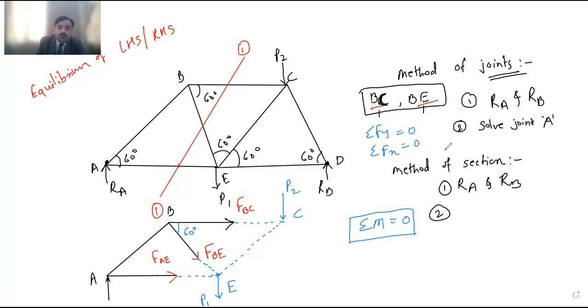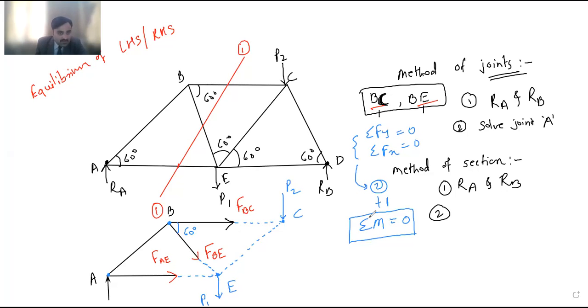But summation M we cannot use because we are considering a joint which is a single point and all the forces are meeting at that point. So there is no point in taking the summation M equation. But here now, as I am considering the LHS, you can see there are different points, at point A, at point B. Also, you can take the moment at point C and point E also, even though those points are at the RHS. Okay. So here, in addition to these two equations, I can use one more equation, that is summation M is equal to 0.